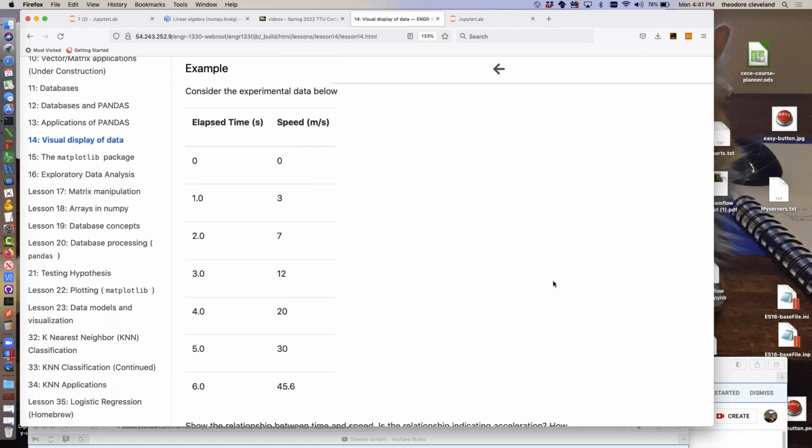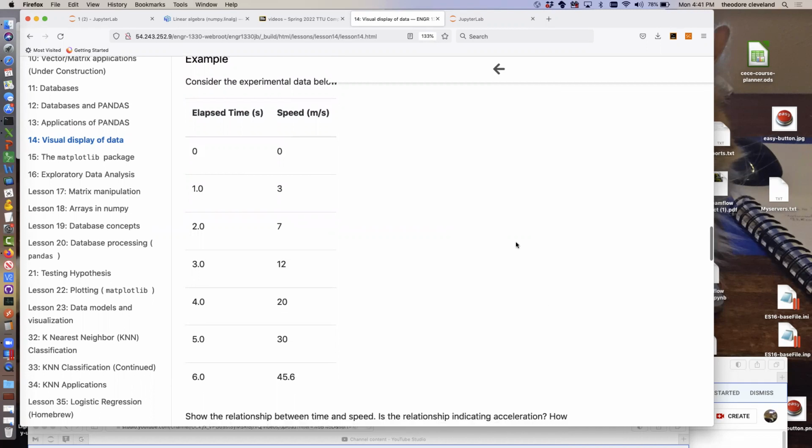As an example, let's consider some experimental data below. Suppose we had some way of measuring time and speed, and we have this series of the first 6 seconds of the existence of something. At time 0, everything's sitting put. A second later, it's moving 3 meters a second. Another second, 7 meters per second. 6 seconds from the beginning, 45 meters per second. Are there things on this planet that accelerate that fast?